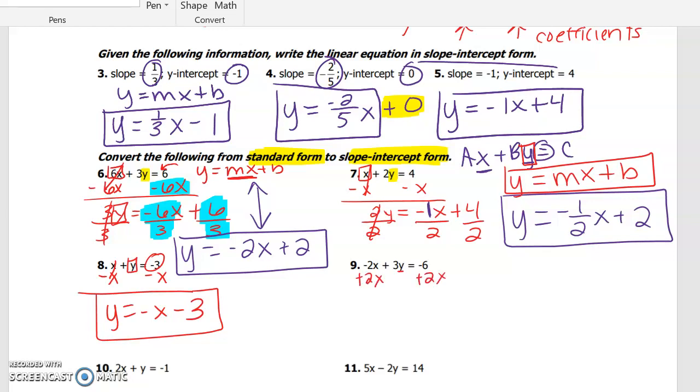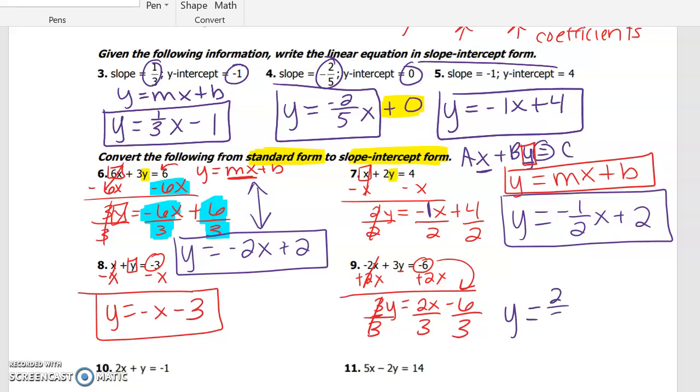So I'm going to add 2x to both sides. When I do that, I'm left with 3y equals 2x minus 6. Again, it's a negative 6, so just make sure you bring that negative sign down when you rewrite it. All right, and now we do have a number out here in front of the y, so I want to make sure that I divide everything in my equation by 3, which then leaves me with y is equal to 2/3 x minus 2. 6 divided by 3 is 2.